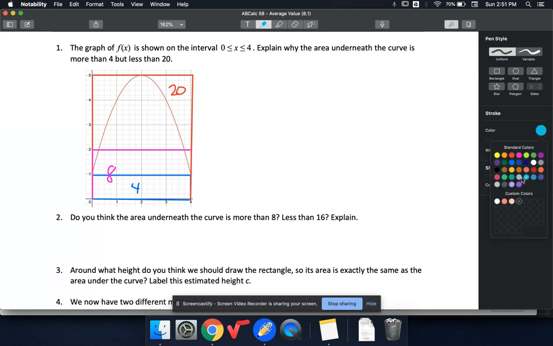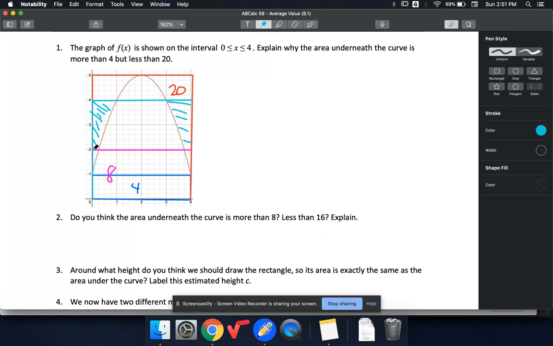All right, so let's think about 16. We could put in yet another color. So 16 would be up here. And so now we have a height of 4 and a width of 4. So all of that would be our 16. And now this time we have this bit that's extra, and this is what we're missing. So it looks like the area that we're missing is less than the area that we've gone over. So I think that 16 is an overestimate.